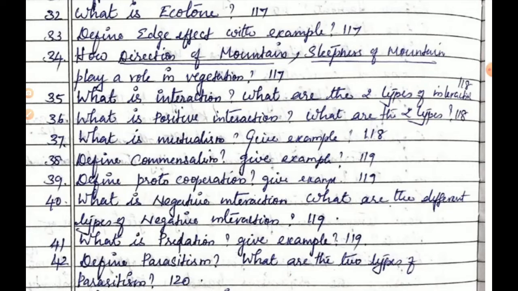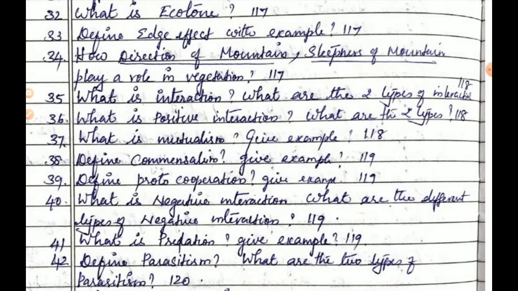From interaction, types of interaction, positive interaction, negative interaction, and mutualism, commensalism, all these questions are very important. The next is, what is negative interaction? What are the two types of negative interaction? Answer is given in page number 119. Under the heading negative interaction, when one of the interacting species is benefited and the other is harmed, it is called negative interaction.